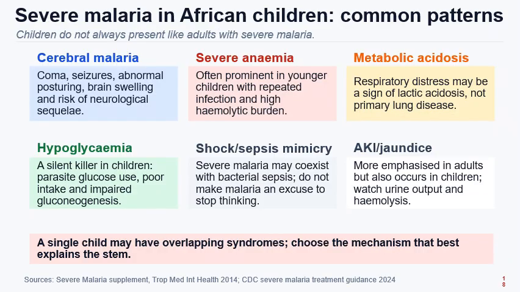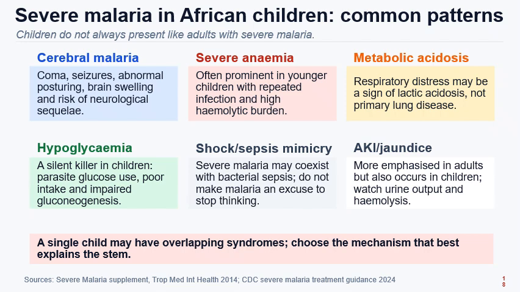This slide presents some of the common patterns of severe malaria in African children. Children with severe malaria do not always resemble adults. In African children, the major patterns are cerebral malaria, severe anemia, and metabolic acidosis, often with hypoglycemia. Cerebral malaria presents with coma, seizure, and sometimes abnormal posturing or later neurological sequelae.